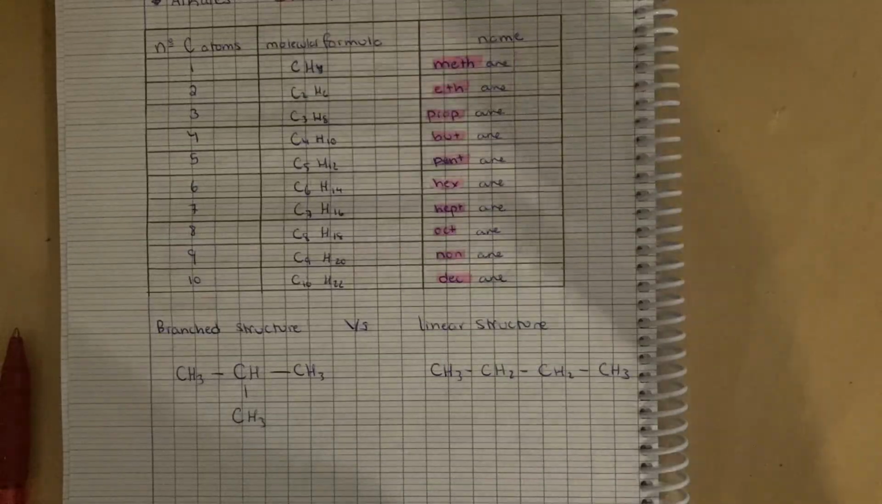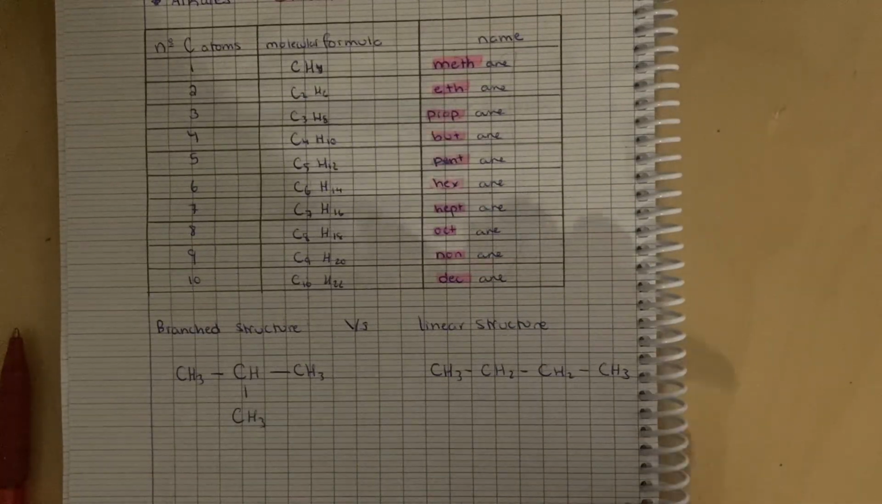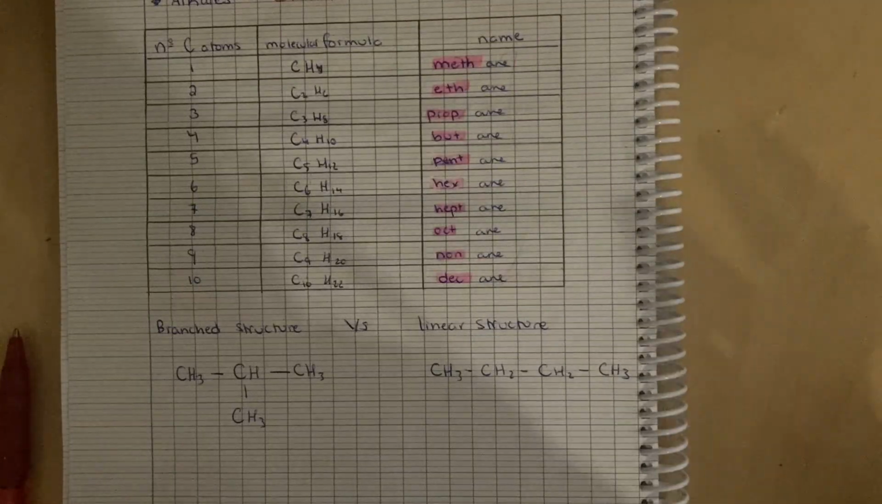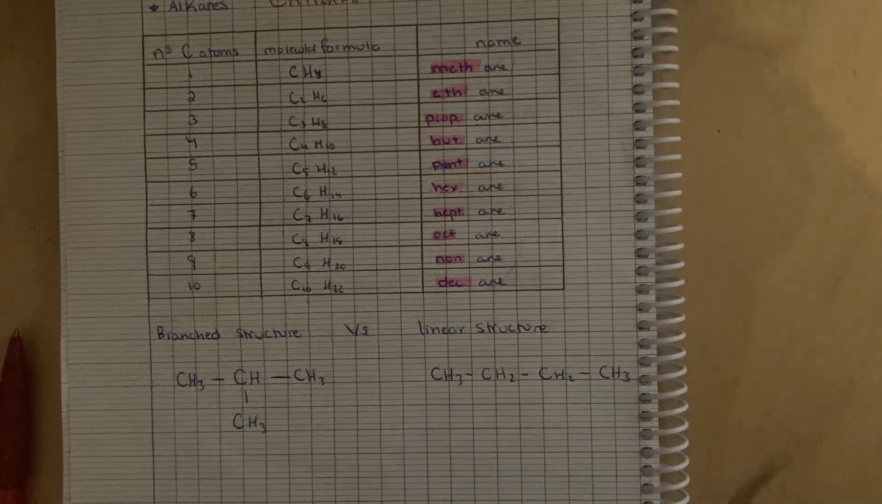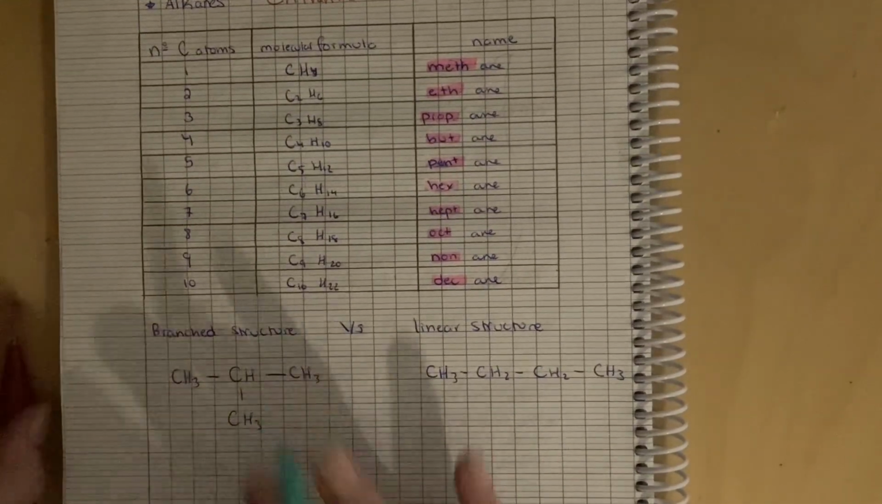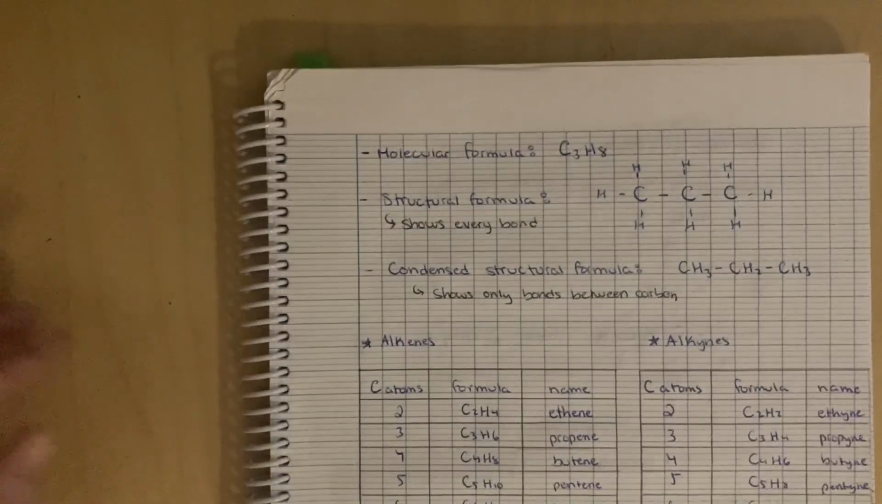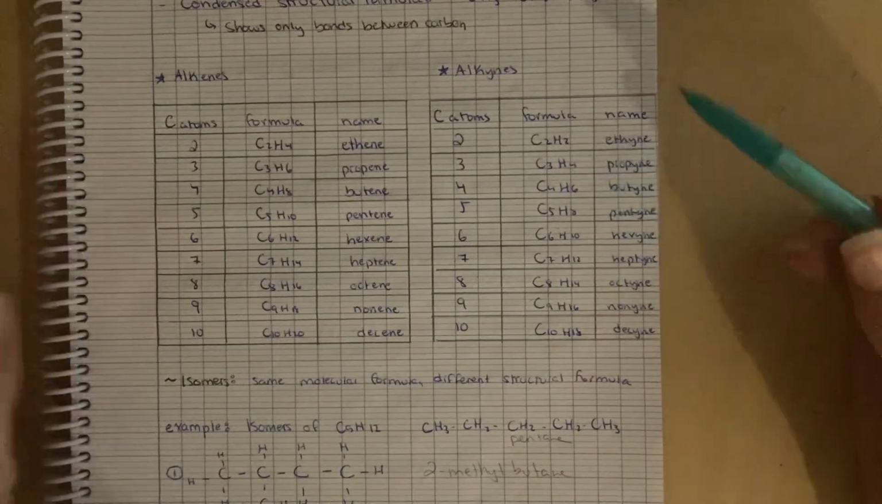There are also 2 types of alkanes in a way, or there are 2 structures, not necessarily only for alkanes, but especially used in alkanes in this lesson. And it's branched structure versus linear structure. We'll talk about this more when we talk about the isomers. But we're going to continue with alkenes and alkynes.